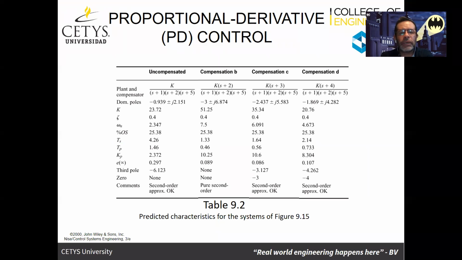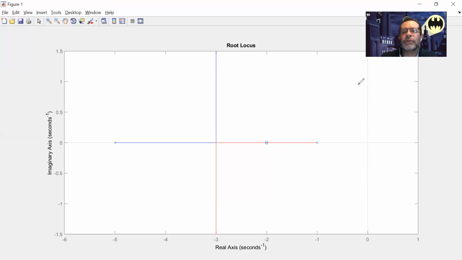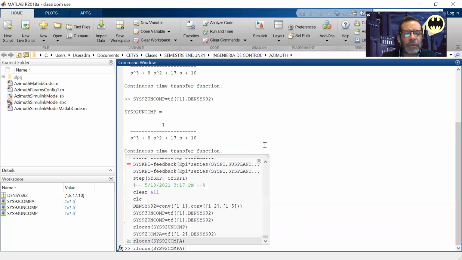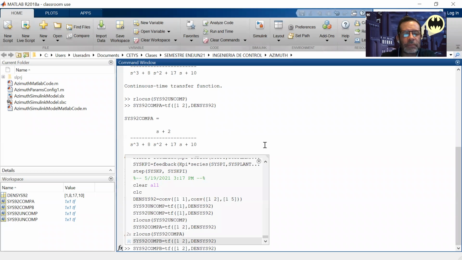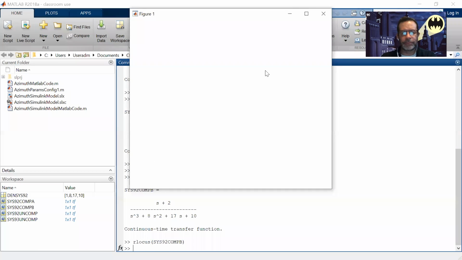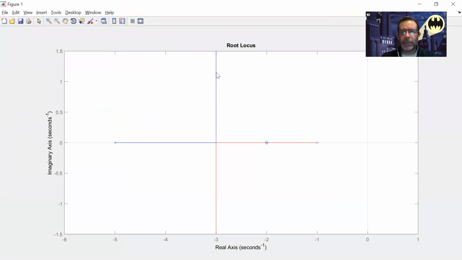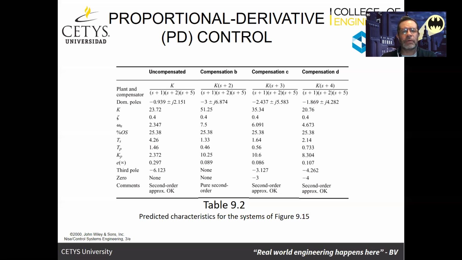I'm going to switch over here to try to visually help you guys out. Oh, by the way, it's not A, it's B, actually. It's not compensator A. So we're going to call it sys comp B. I'm going to give you time to think. There we go. I gave you enough time to think. So only a pure second order system is going to give me this cross as a root locus. Why is that happening with compensation B when I added the derivative control?